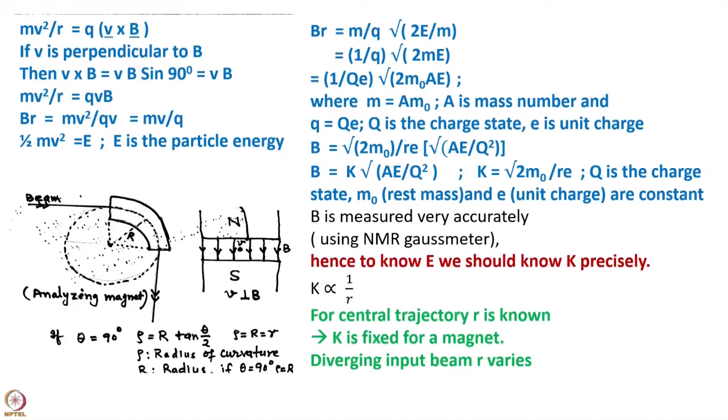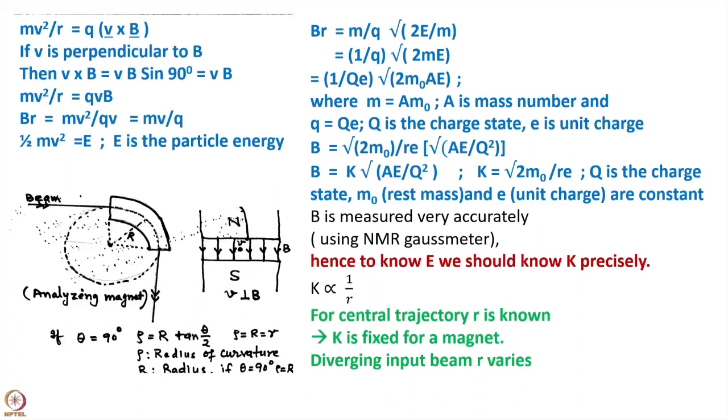Now, M is the total mass. Suppose it is a proton, and this M naught is the rest mass. This M is the mass at that velocity. So if velocity is high, as I mentioned in the first lecture, M can change drastically. In fact, it can become a very high mass.